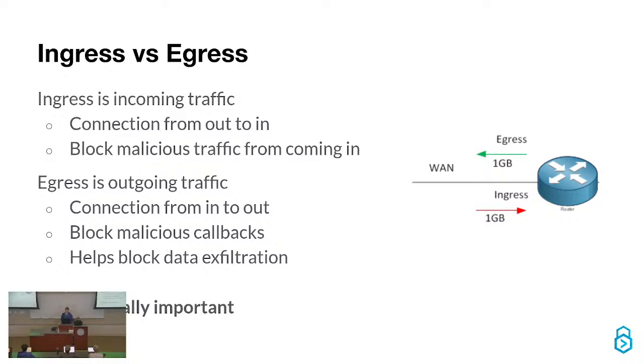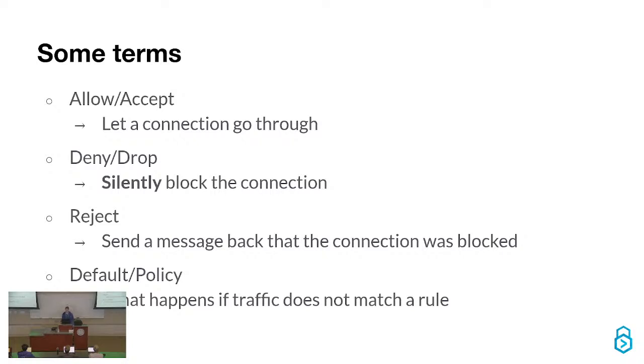Yeah, so ingress versus egress, good to have both of them. In CCDC, if red team gets onto your box somehow through some buggy web app, and you don't have egress rules, then red team can just set up a listener and get callbacks. Fun stuff. So some terms to know.